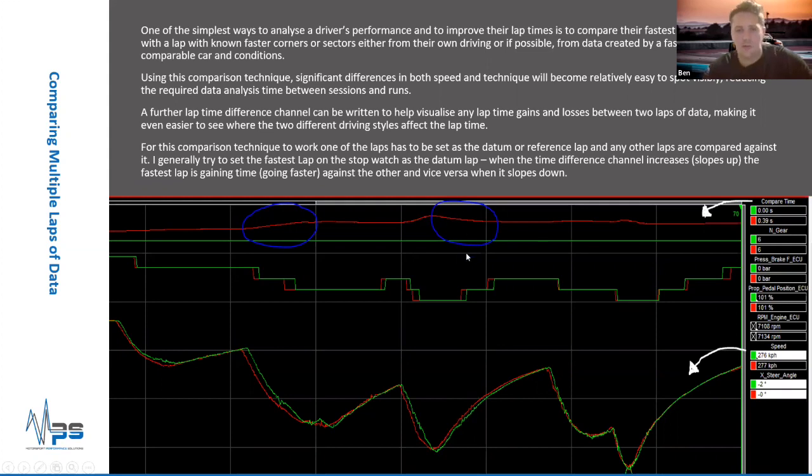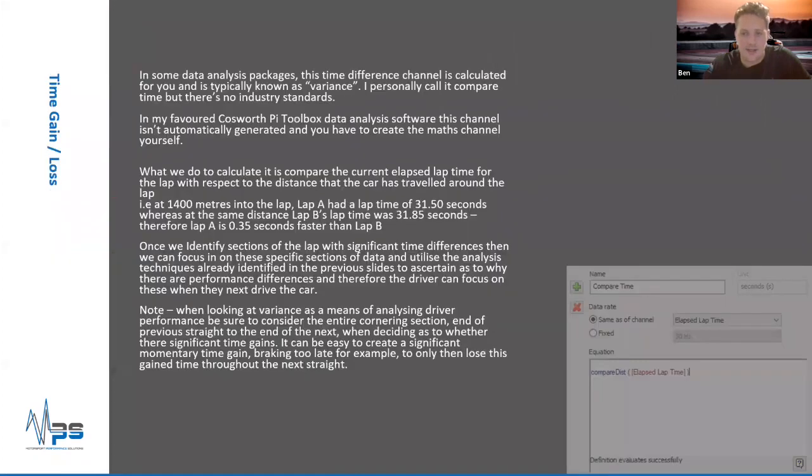I'll go to the next slide. The way we calculate that is we look at the current distance throughout the lap and compare the lap time at that point. An example here is a fixed point on the track. Look at 1400 meters into the lap. Lap A has a current lap time of 31.5 seconds, whereas lap B has 31.85. So at that distance, lap A is 0.35 seconds faster.